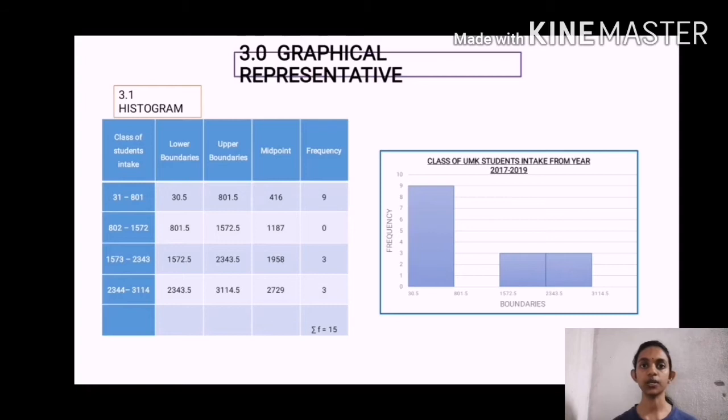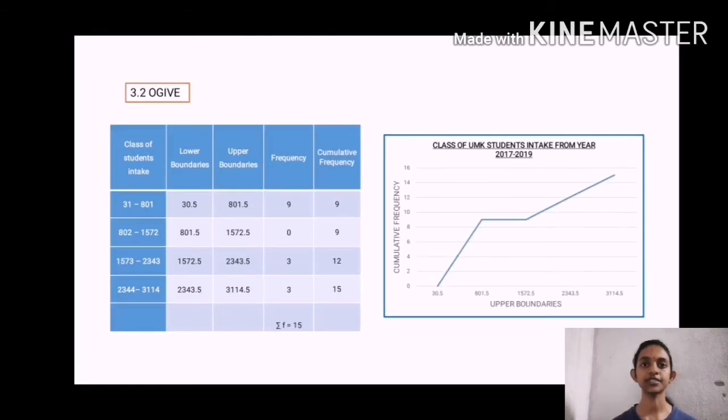To draw a histogram graph, we need to have a frequency, lower boundary, upper boundary, and midpoint. From this, we can draw a histogram graph. In a histogram graph, there is no space between each bar. Next, on ogive graph as shown in the slide, it can be formed through lower boundary, upper boundary, frequency, and cumulative frequency. It's kind of line form graph.